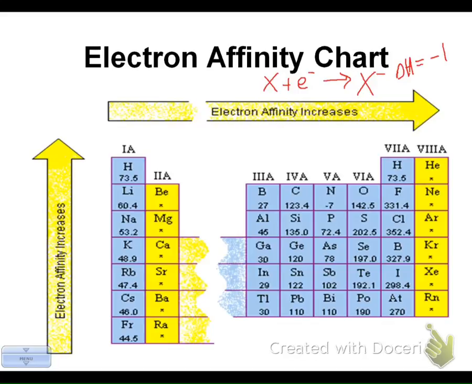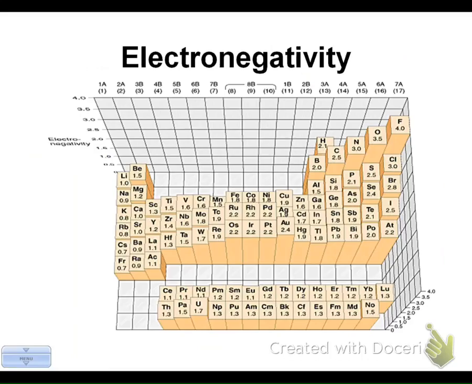Now let's move on to probably the most immediately useful of the trends to us in chemistry. Electronegativity is, by definition, very similar to electron affinity. It has to do also with attracting an electron or getting another electron. But there is one very subtle but powerful difference, and here it is.